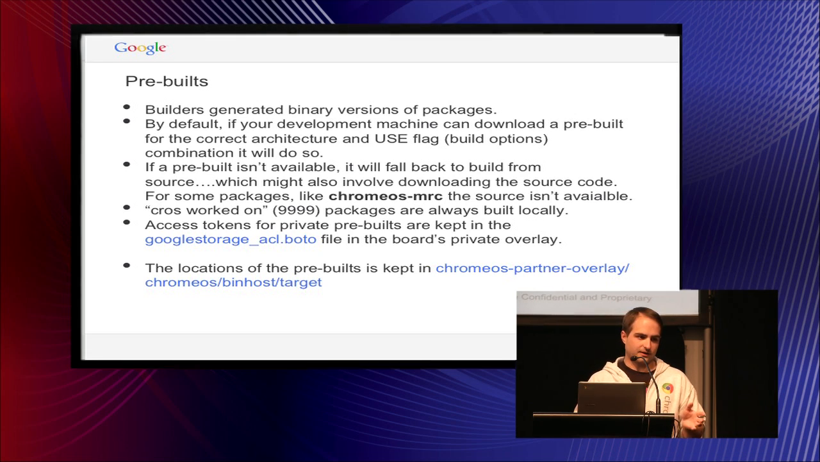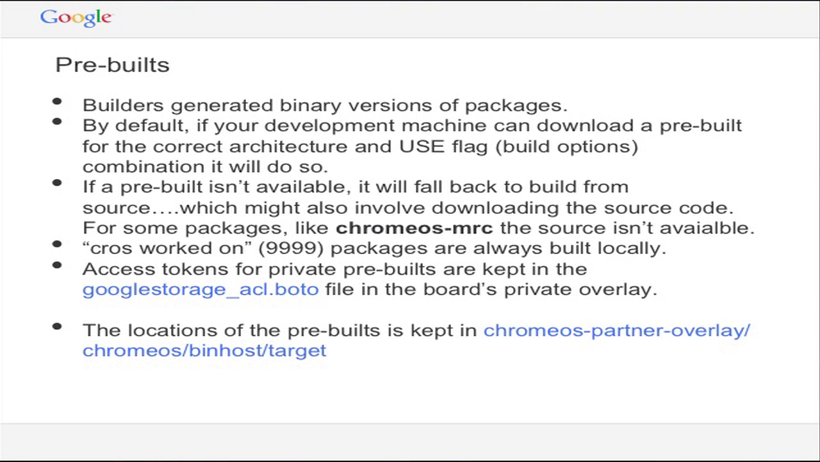So for example, if you're working on Intel stuff, the Chrome OS MRC package isn't something that we have available in source. So if you try to just build it, you would fail saying, oh, I can't get access to this Git repository, right? But you can use the pre-built to actually pull it down.